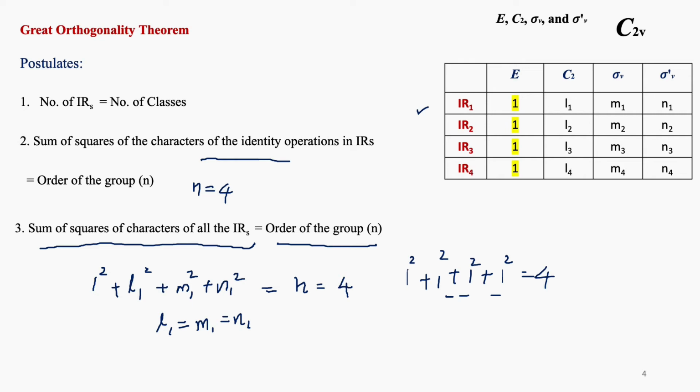irreducible representation, because if the symmetry of the element is not changing even after the operations, these characters will be 1. So that is the third postulate.